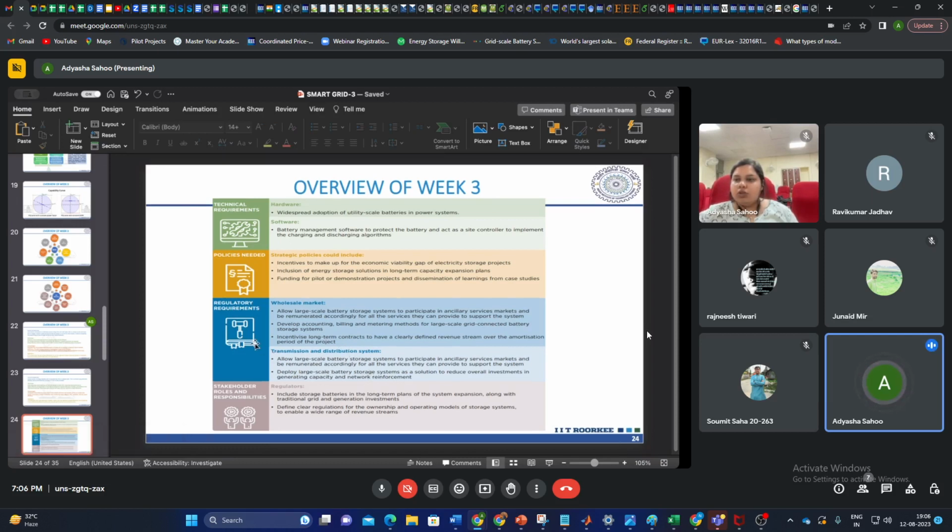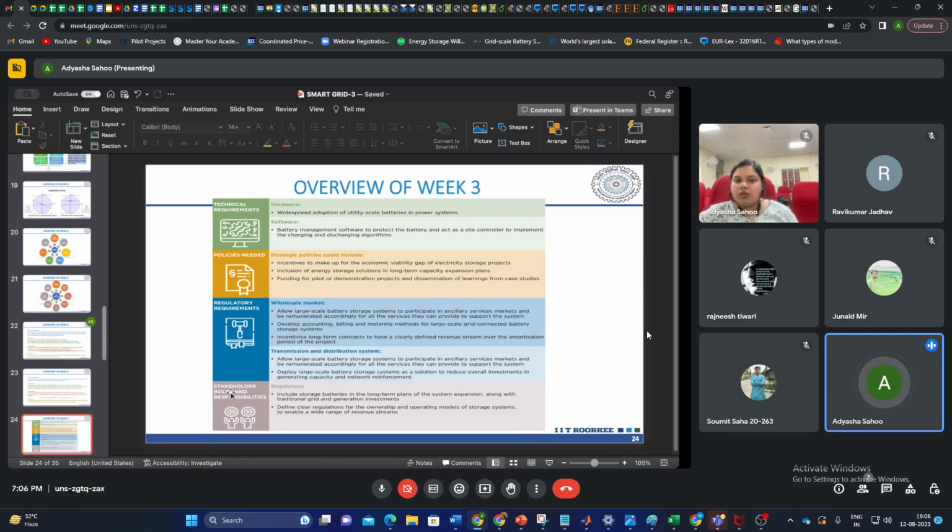Then coming to the transmission and distribution systems, these will reduce the overall investments. They will defer the investment in generation capacity and in network reinforcement, and they'll also provide ancillary services to the transmission and distribution system, and they can generate revenue from them.